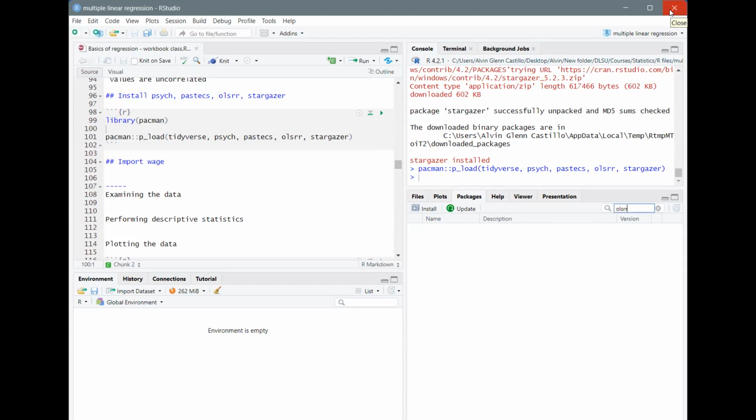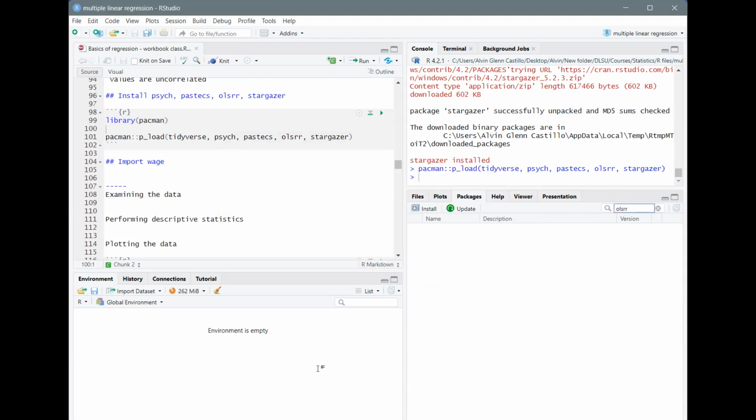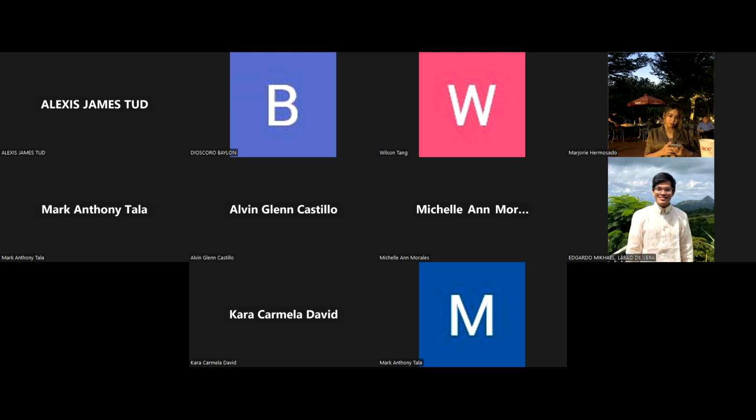Kasi na-install na siya eh. Di ba? Close ko po siya tapos open ko po ulit. Sige. Save. Save muna. Tapos okay. Yung iba class, kamusta? Sir, same kami ni Alvin. Wala talaga din yung ano.